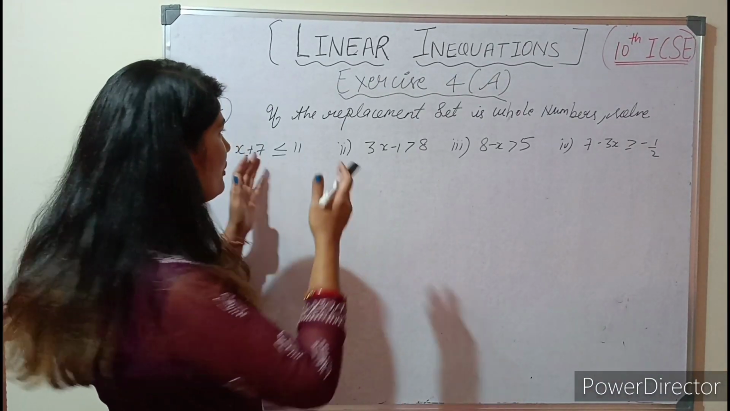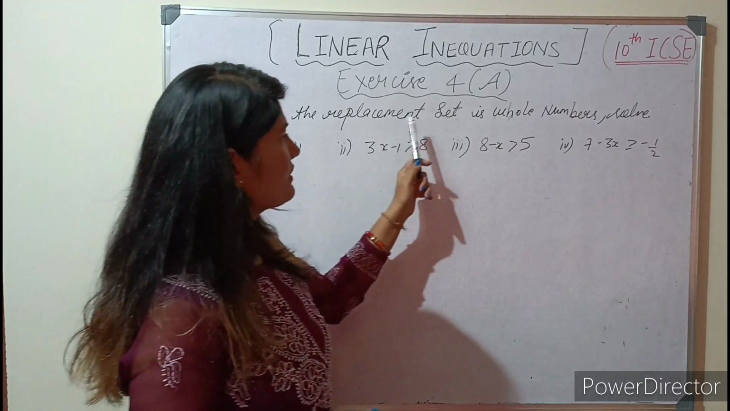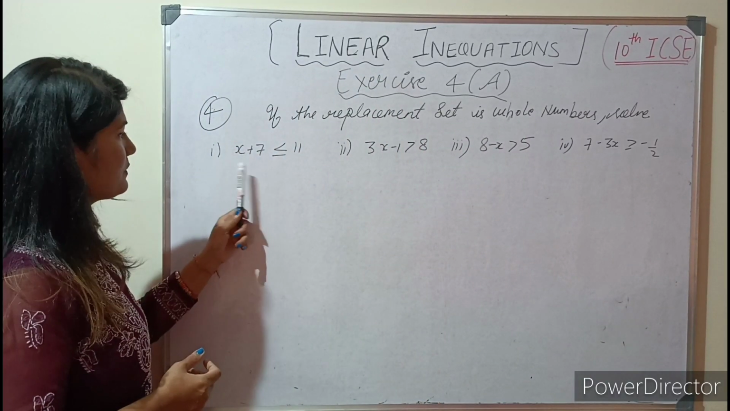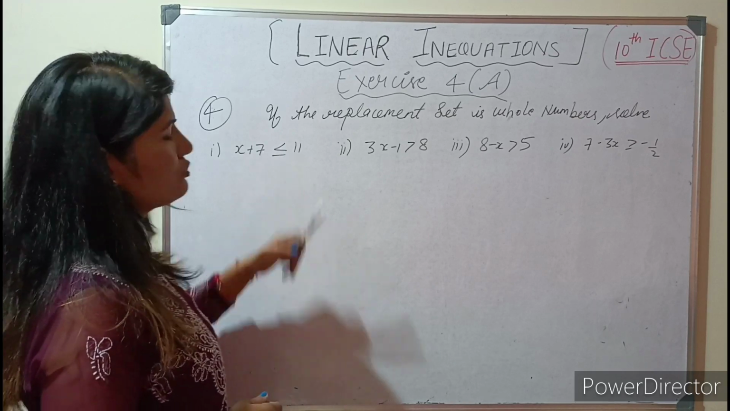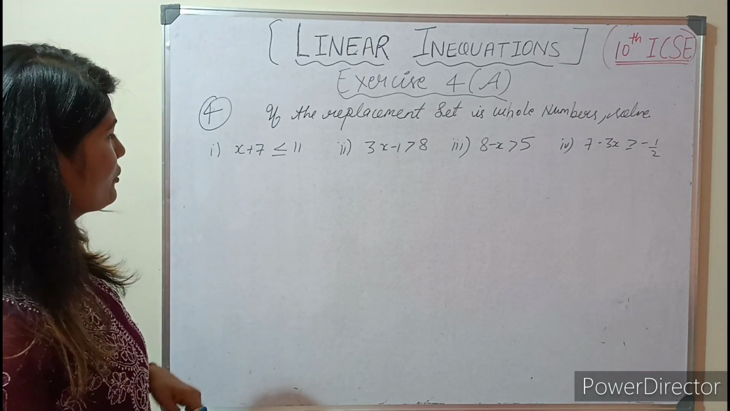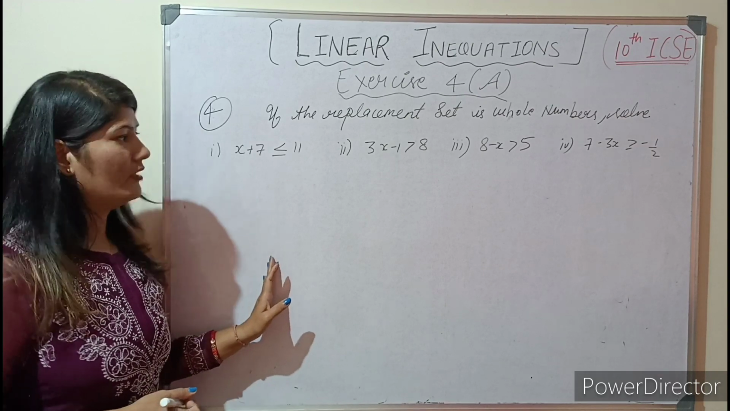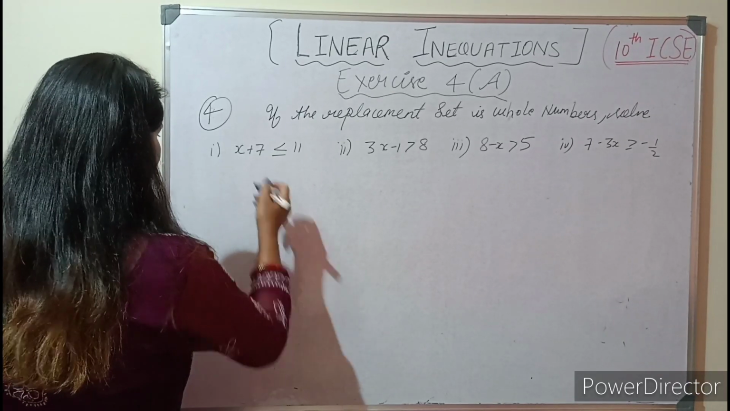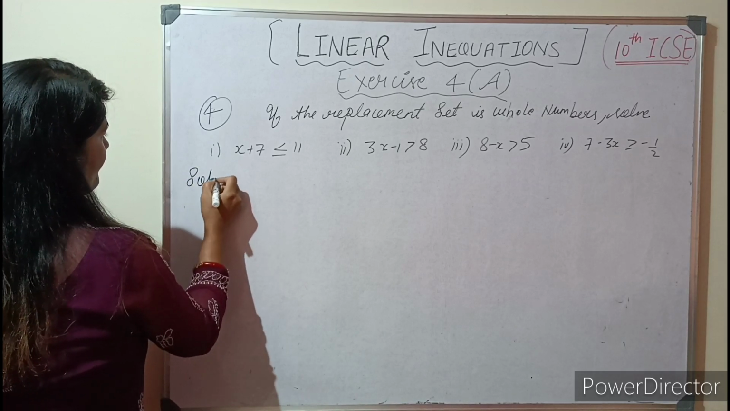Now moving to the fourth sum. If the replacement set is whole numbers, solve. So the first part is x plus 7 is smaller or equals to 11. So here again you need to find the value of x, and after finding the value of x you have to find the solution set. So let's start from the first part.